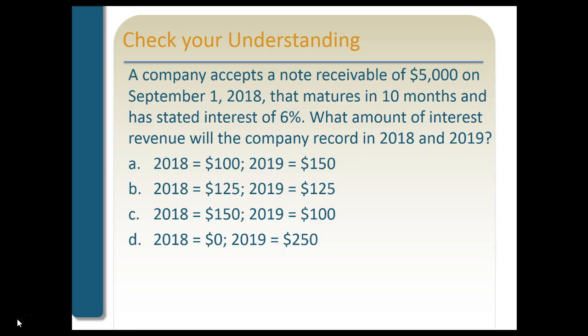So if you think about that, 10 months of interest, 6%. This was taken out in September. So in 2018, there are 4 months of interest. And in 2019, there are 6 months of interest.